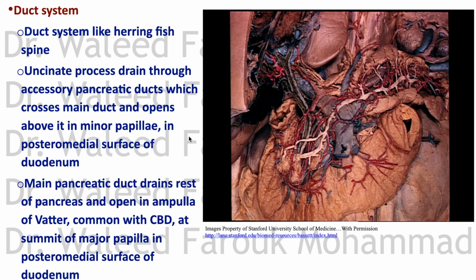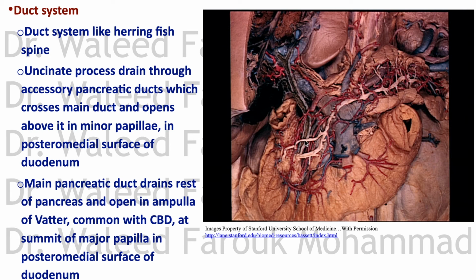Okay, the duct system of the pancreas. It has two ducts: the main pancreatic duct, which is the one you see here, and the accessory pancreatic duct that drains the uncinate process of the pancreas. The pancreatic duct is described as a herring spine because it has minute, long tributaries that form the main duct. This is only the main duct present here, without the canaliculi forming it. And this is the accessory pancreatic duct.